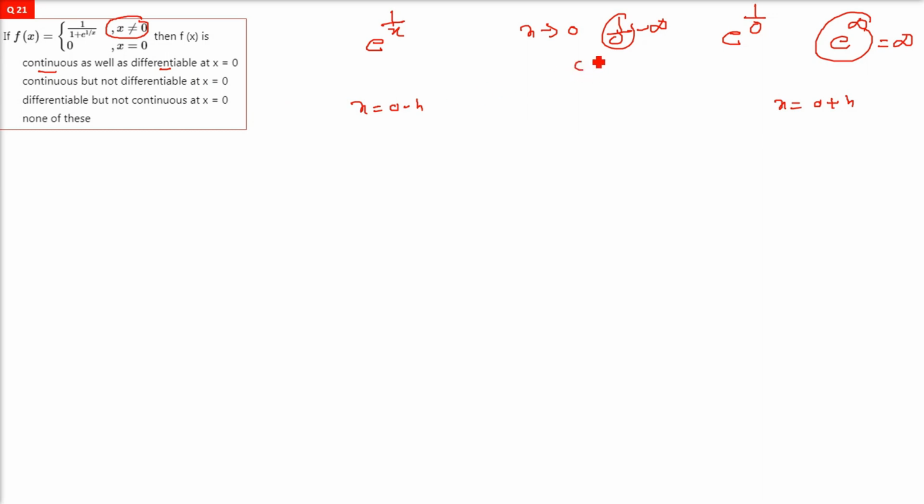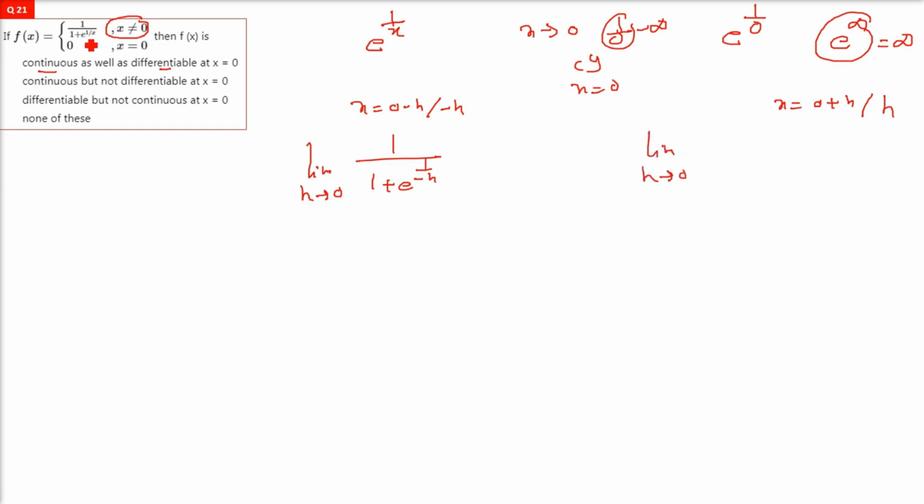So to check continuity, let us see. We will put x as negative h and x as positive h in this function: 1 by 1 plus e raised to the power 1 by x. I am directly writing minus h because we know what steps you are going to write. I'll show you the solution also so that you can try it yourself.